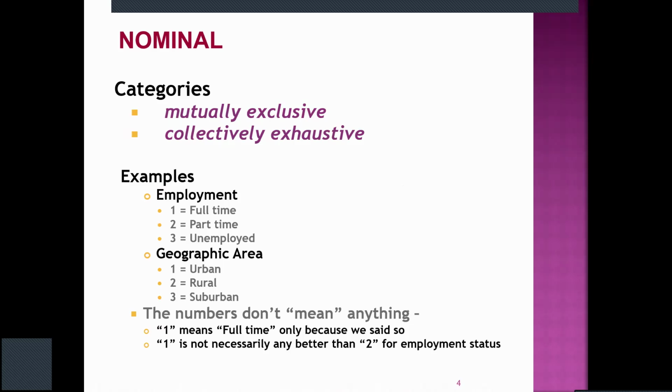1 isn't better than 2. It's not an equal distance from 2. It's just a label. We could put the numbers 6, 24, and 103 on these, and it would be just as meaningful. It would be weird, but we could do that because the numbers don't mean anything.